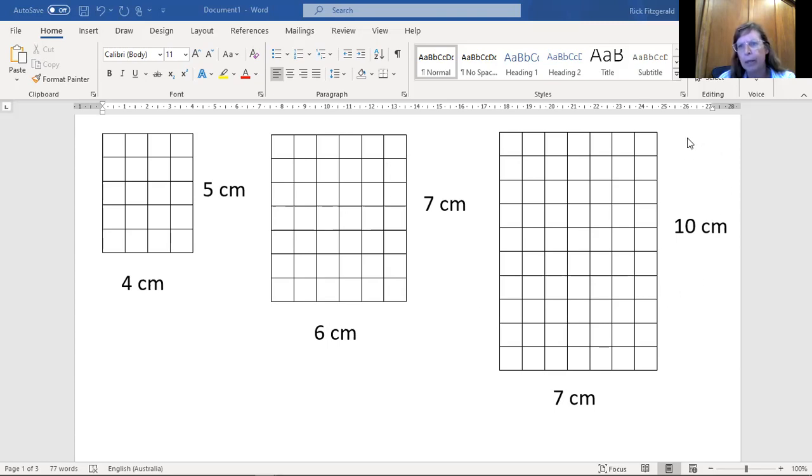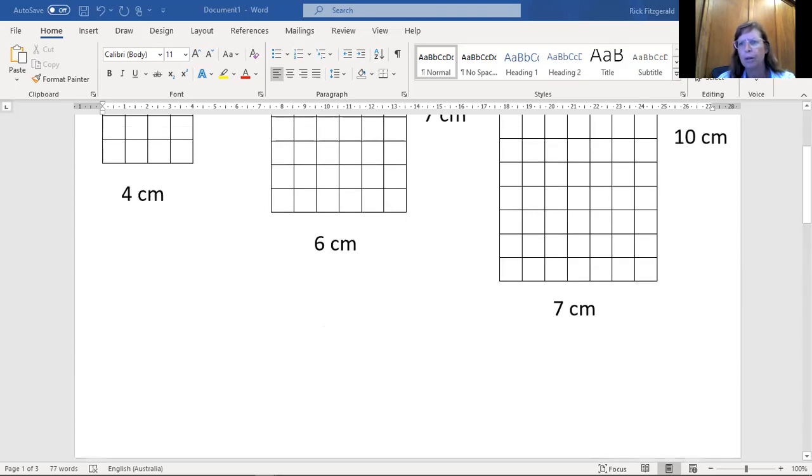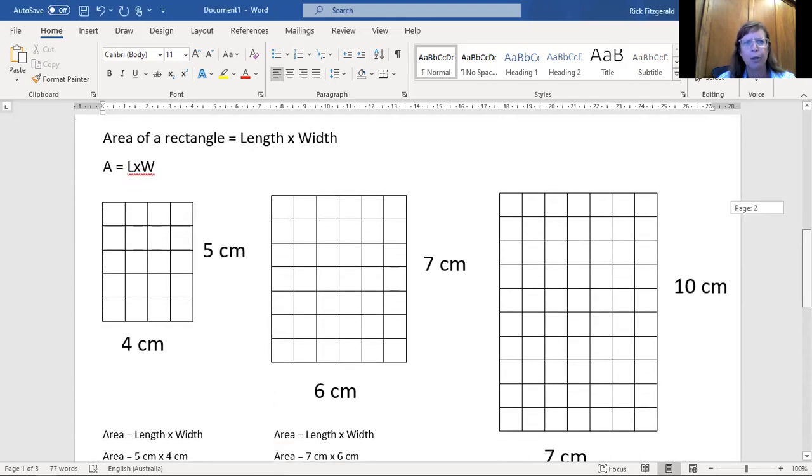And our other one that we're going to look at today is 7 centimetres across, 1, 2, 3, 4, 5, 6, 7, and 10 centimetres in length. So as we've said, we needed to count. We know that 7 times 10 equals 70. So our area is 70 square centimetres.